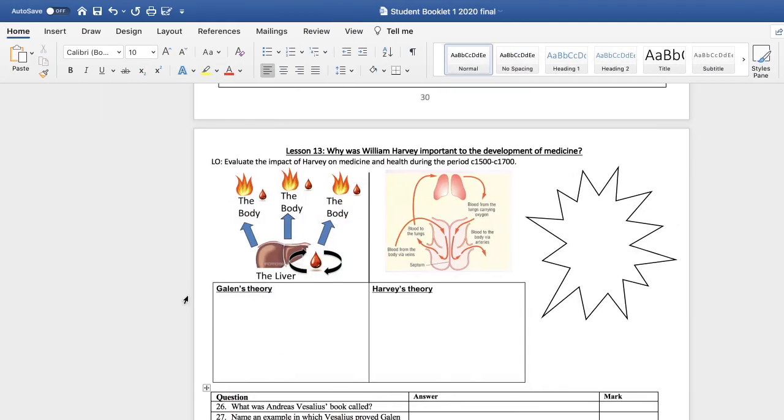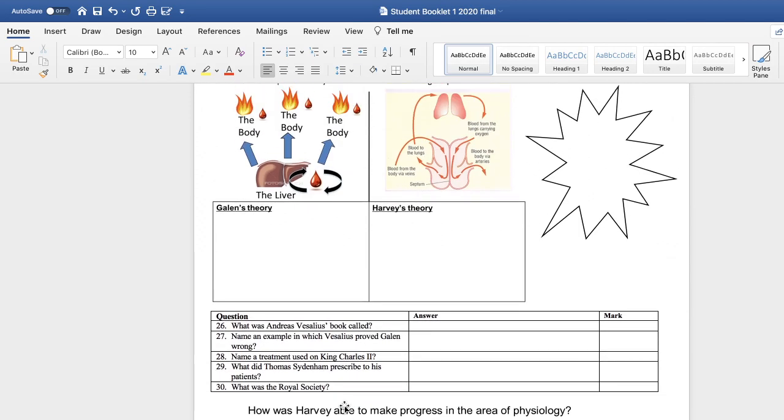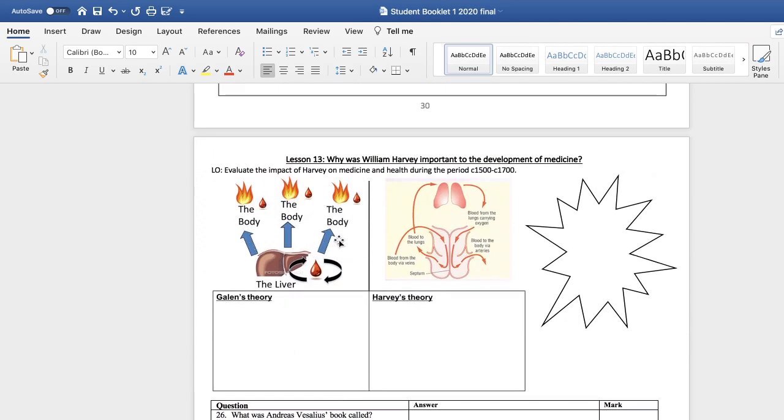So if we go back to our area here after answering our questions, Galen's theory is over here and Harvey's theory is over here. Now again, these are scientific descriptions that you don't necessarily need to know in too much detail, but try to take these key points away with you. Number one, and this is what you should be writing in these areas here, Galen believed that blood was produced in this organ, the liver. He believed that the blood was in the liver and it sent blood around the body, which then sort of burned off.